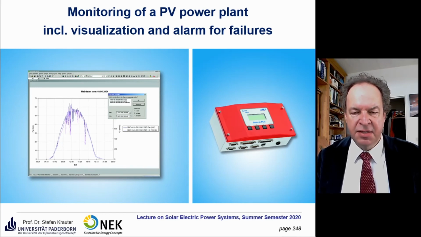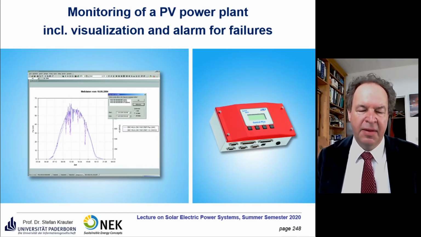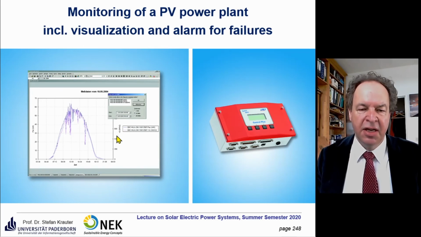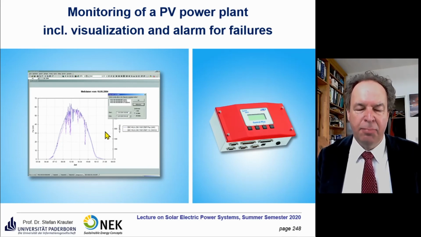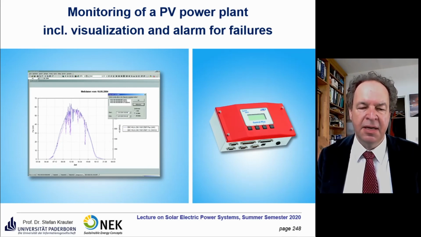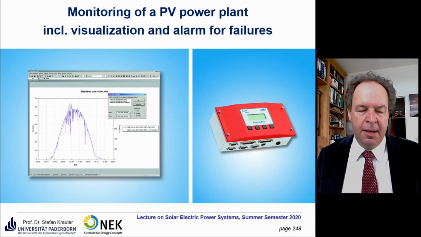And then there is monitoring. There are some devices. You can even have an app on your smartphone and check your system while you are at work, and also some visualization and even alarms for failure. They send you a short text message if there is a problem. For example, if you install an irradiance sensor and the system is not performing as expected, they send you a message on that, and you can send someone to the power plant to check what's wrong.